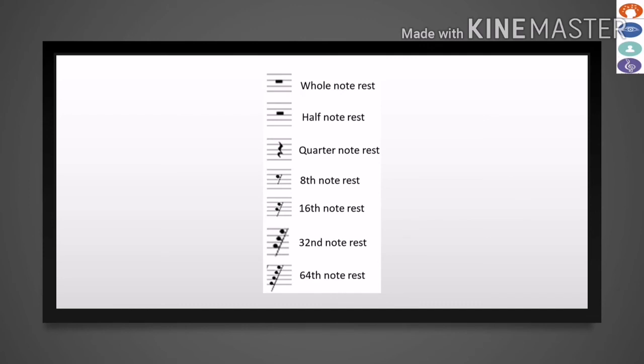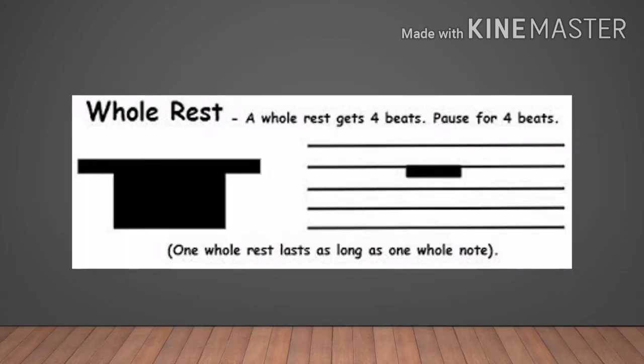Now, let's proceed to the rest symbols. Rest has the same name as the notes, but the rest symbols represent silence in music. Let us begin with the whole rest. A whole rest has the same amount of time and space as the whole note. But remember, notes are sound and rests are silence. A whole rest gets 4 counts rest, or a pause, for 4 beats. A whole rest is like a box hanging below the line of a staff.